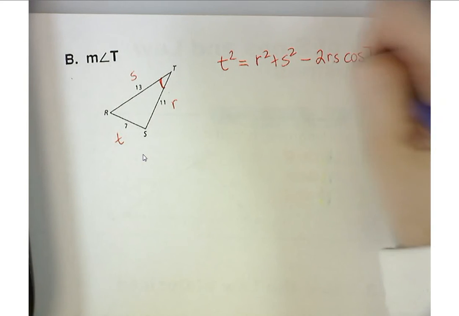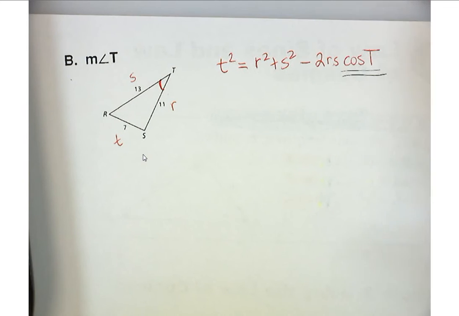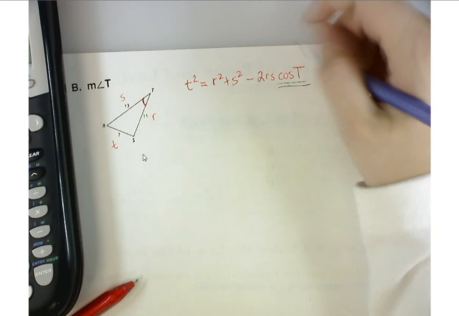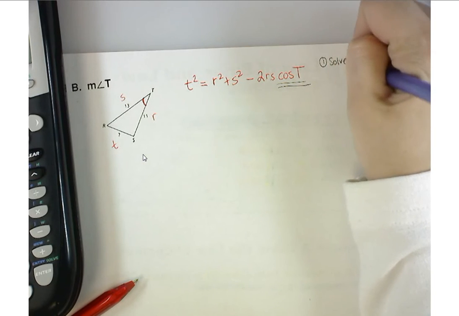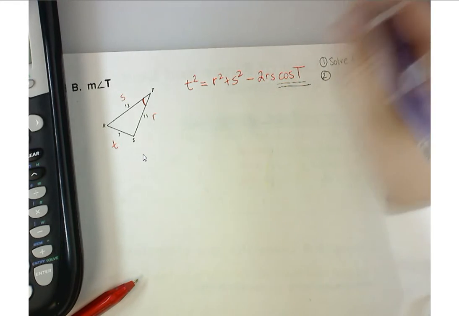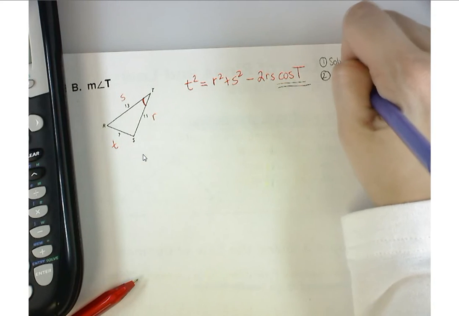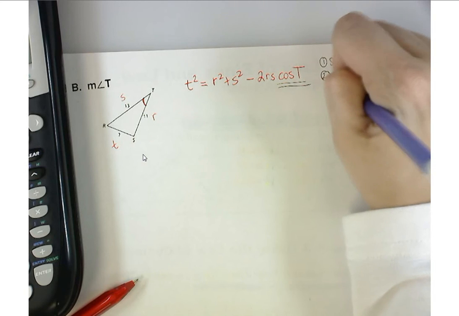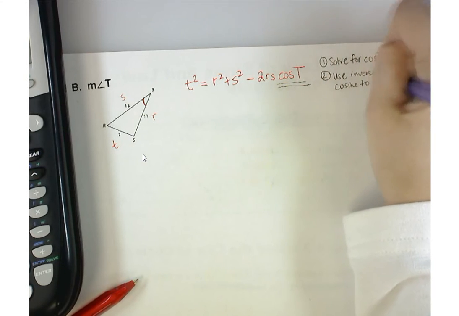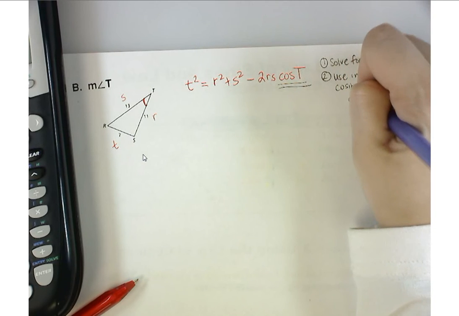Now, if we want to find t, the first thing we want to find is the cosine of t. So first we're going to solve for cosine of t. Then, if we're finding an angle measure, what am I going to use? The inverse. Okay, so use the inverse cosine to solve for t. So we'll do the cosine inverse of some value.